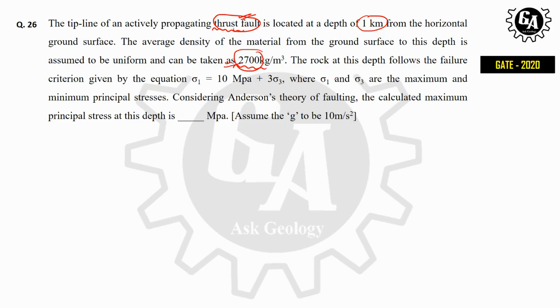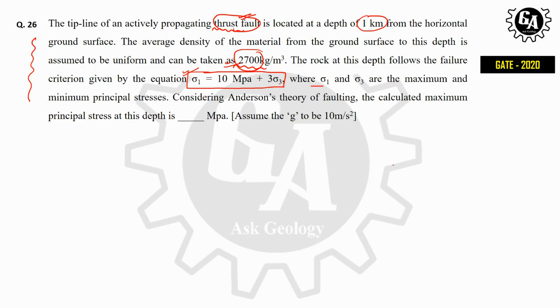The rock at this depth follows the failure criterion given by the equation sigma 1 = 10 MPa + 3 sigma 3, where sigma 1 and sigma 3 are the maximum and minimum principal stresses. Considering Anderson theory of faulting, the calculated maximum principal stress at this depth will be how many megapascals? So I have simply decoded whatever is written. This is the verbal part.